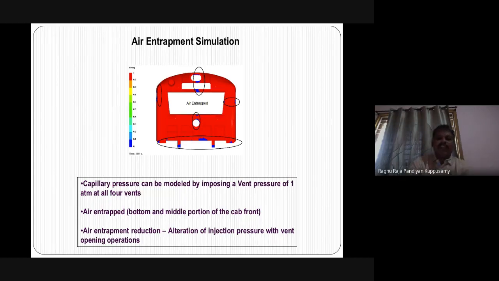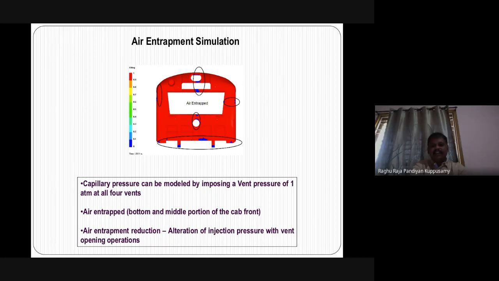You can see that the dry spots are macro voids and air entrapments are micro voids. You can see that there are a lot of micro voids entrapped here. So how can this be eliminated? How can I remove this air entrapment? Capillary pressure can be modeled, as I already told. You can see air entrapped at the bottom and middle portion of the flow front.